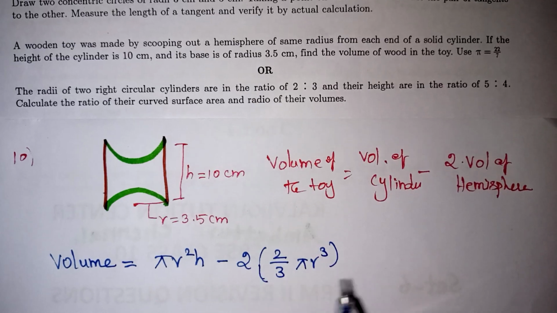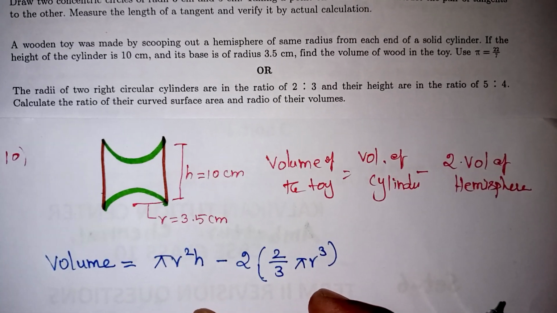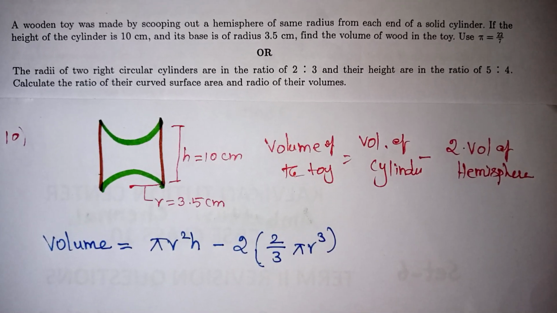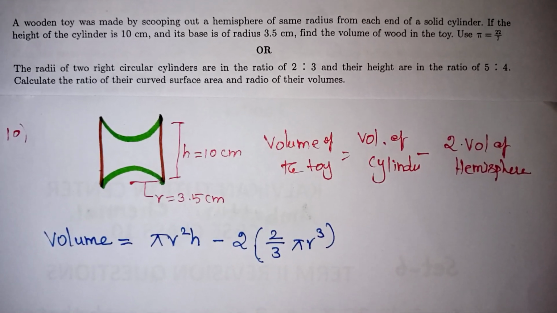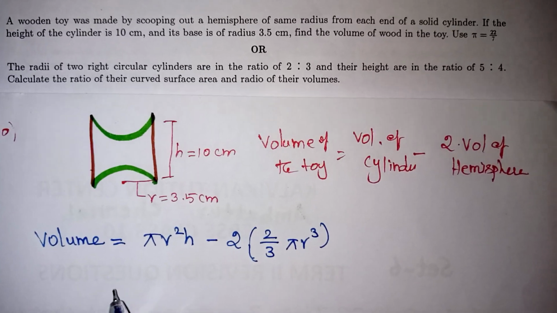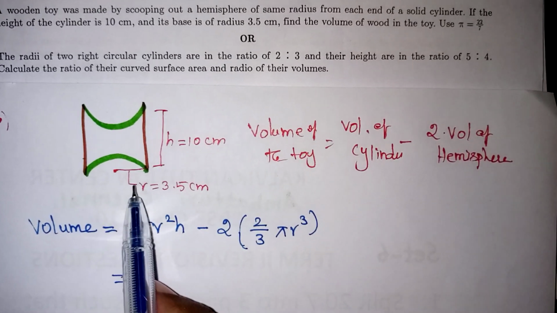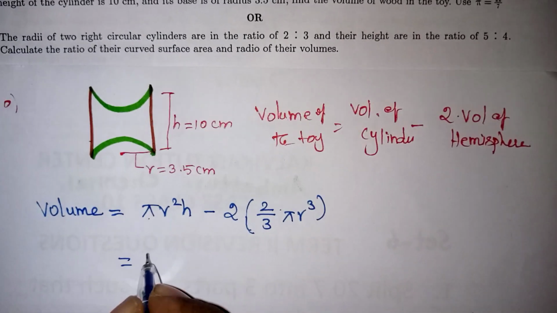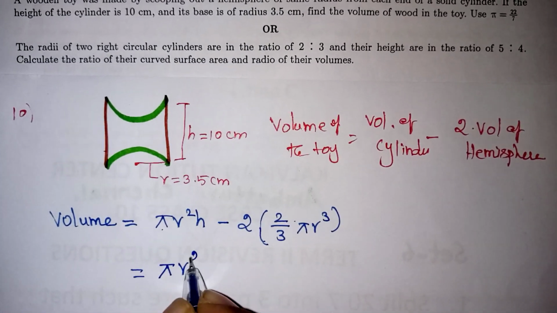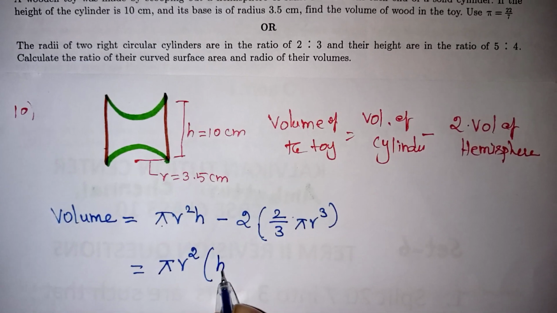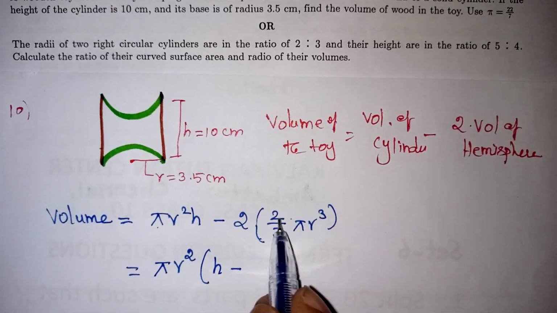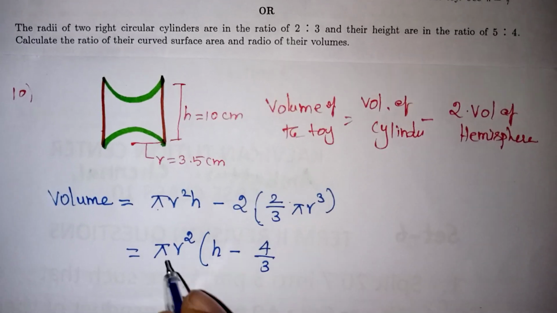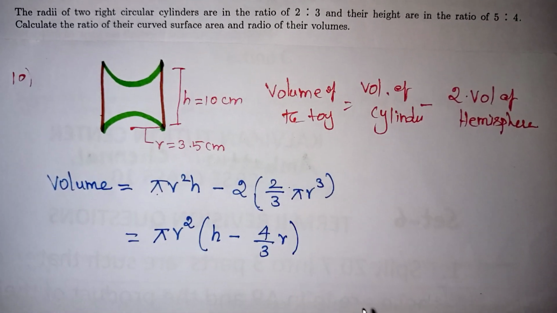Whenever you are getting a formula in addition or subtraction in this pattern, don't do this separately. Try to take the common terms outside, then start the problem. That will be easy for us because radius is same for both the diagrams. So pi is common for both the terms, and pi and r squared we can take out. The remaining is h here, minus, here the remaining is 2 twos are 4 by 3. Pi we have taken out, and from r cube, r squared we have taken out, so only one r will be remaining.